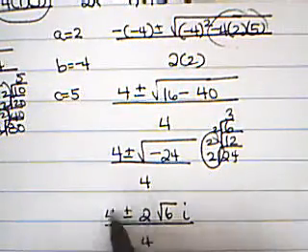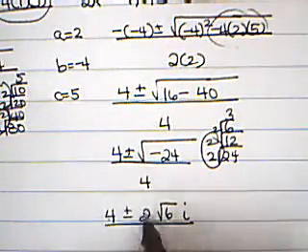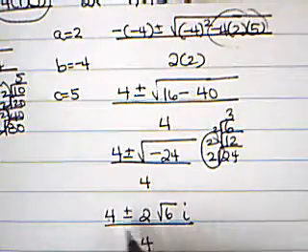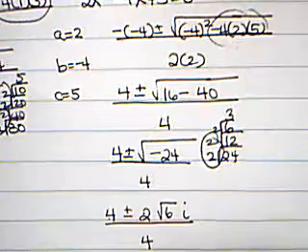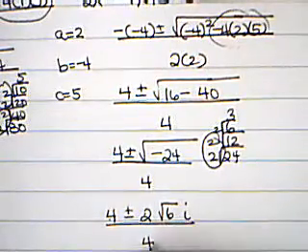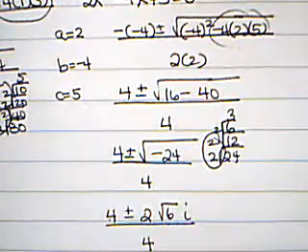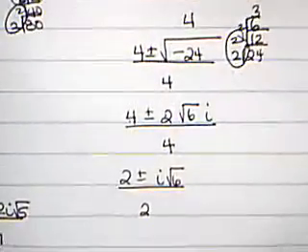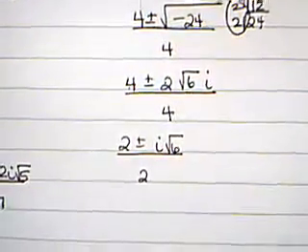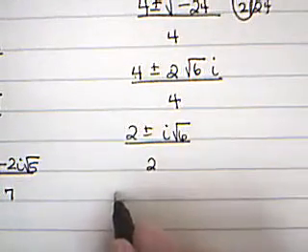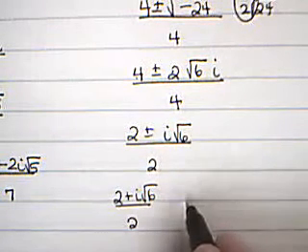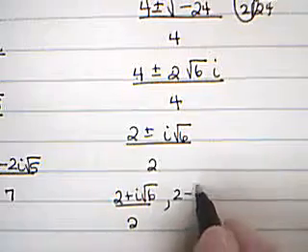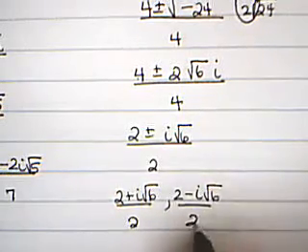And again, these three numbers all have to reduce by 2, or you just leave it the same. So 2 divides into 4 2 times. 2 divides into 2 1 time. I'm going to move the i in front of the radical. And then 2 divides into 4 2 times. So as far as the final answer is concerned, we're going to write this as 2 plus i square roots of 6 over 2, and then 2 minus i square roots of 6 divided by 2.